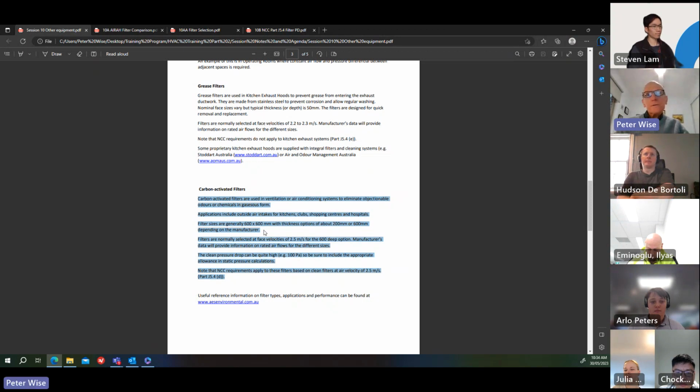Filter sizes are generally 600 square, with a thickness of options of 200 or 600. Normally selected at face velocities of 2.5 meters a second for the 600 deep option. Manufacturer's data will provide information on the rated airflows for the different sizes. So this is where it gets a little bit tricky because you don't know what filters are going to be used, but you've got to base your design on something. So information is available. Again, I can show you.